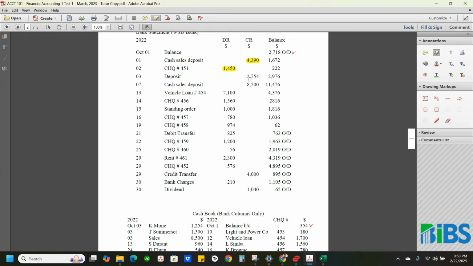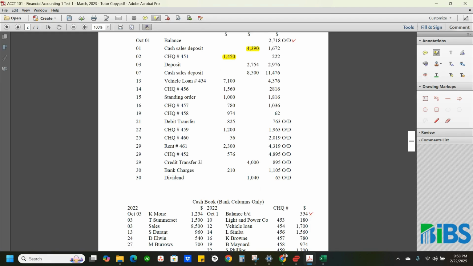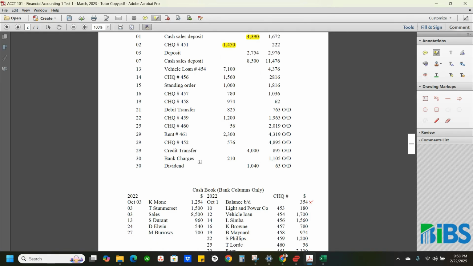On to the third, we have a deposit for 2754 on the credit side of our bank statement. Let's check our cash book for this amount. Now, we do not see this amount as in 2754, but if you look closely, you will see that there are two income transactions that total 2754.